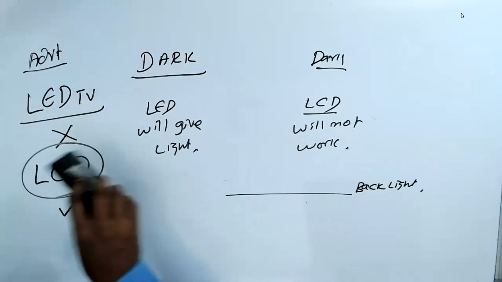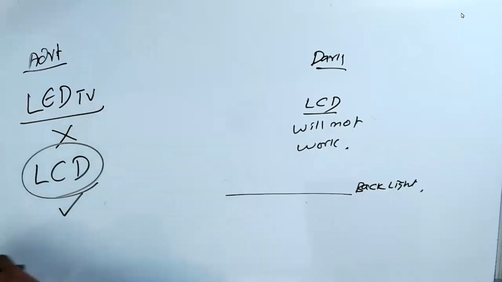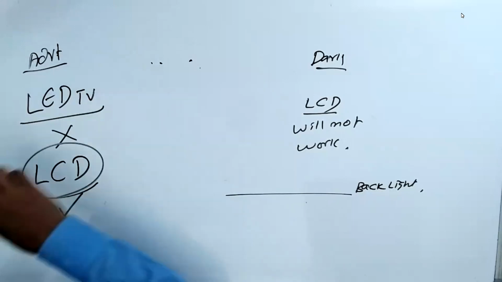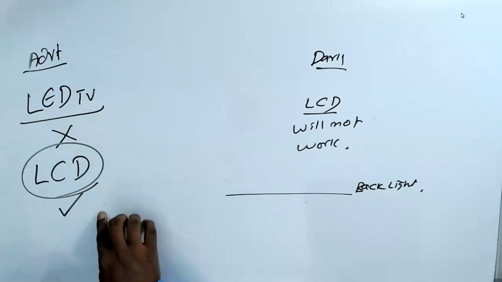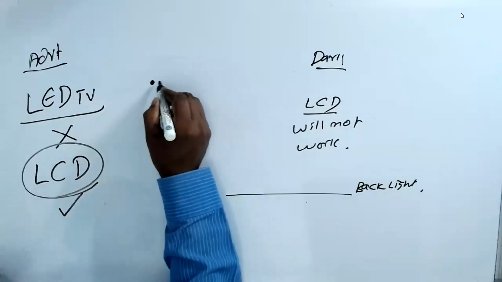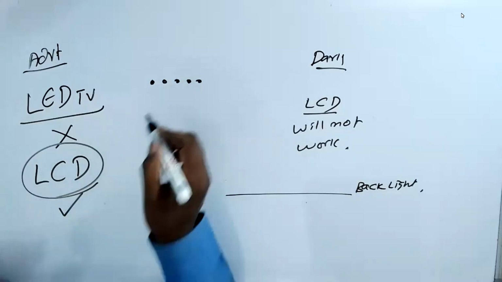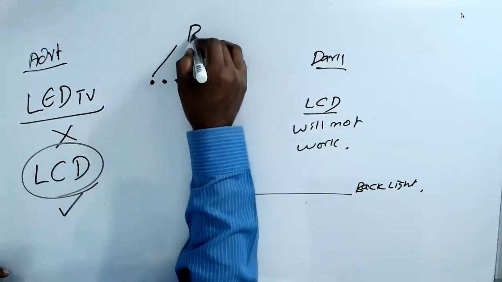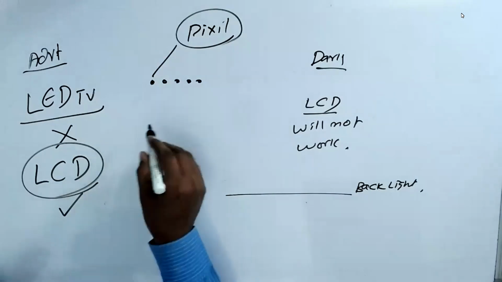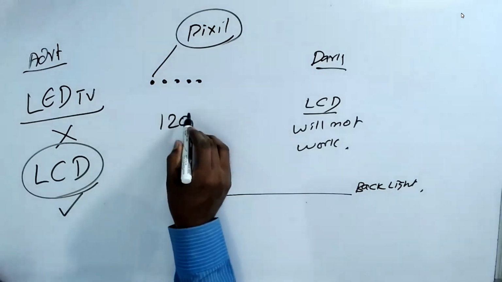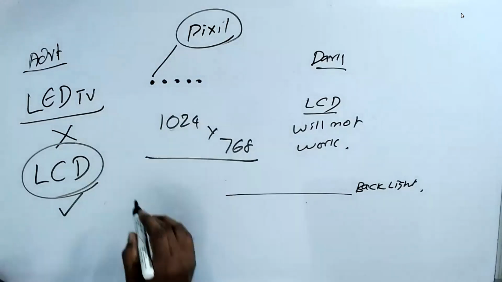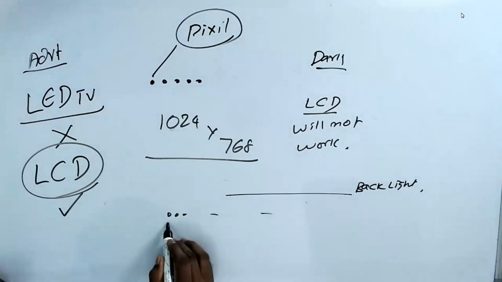Actually, it's like this. If each dot is an LED, it will consume huge power. It's not possible for you to have that, and it will produce huge heat also. So in the LCD, every dot is what you call a pixel. That's what you call resolution. You say your monitor is 1024 by 768. That means you have 1024 dots by 768 dots.